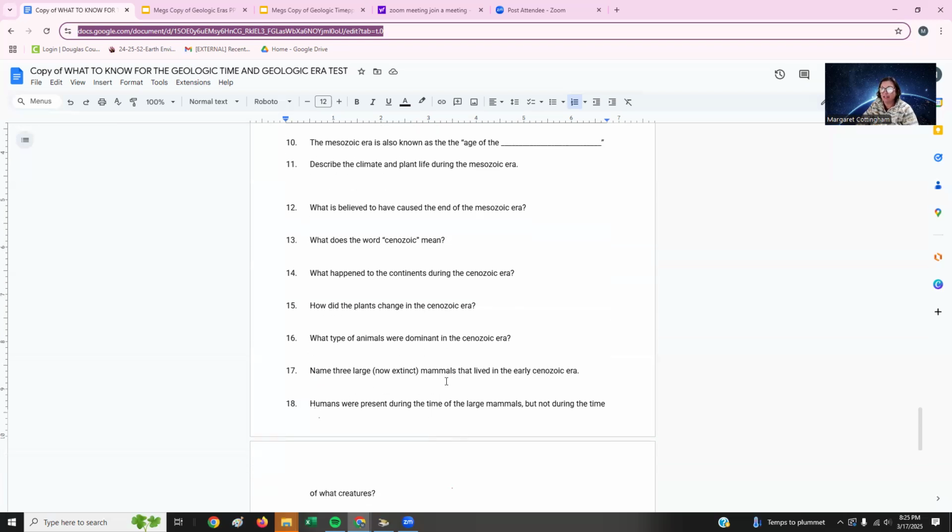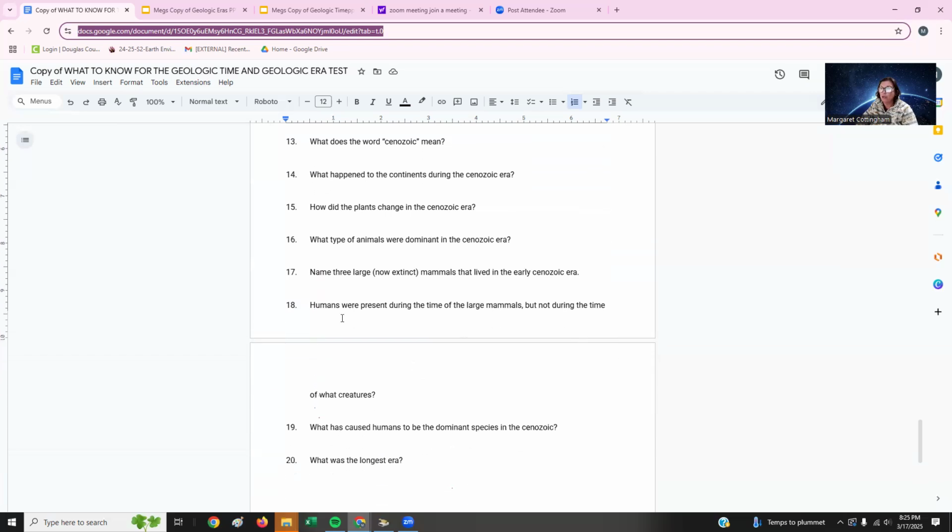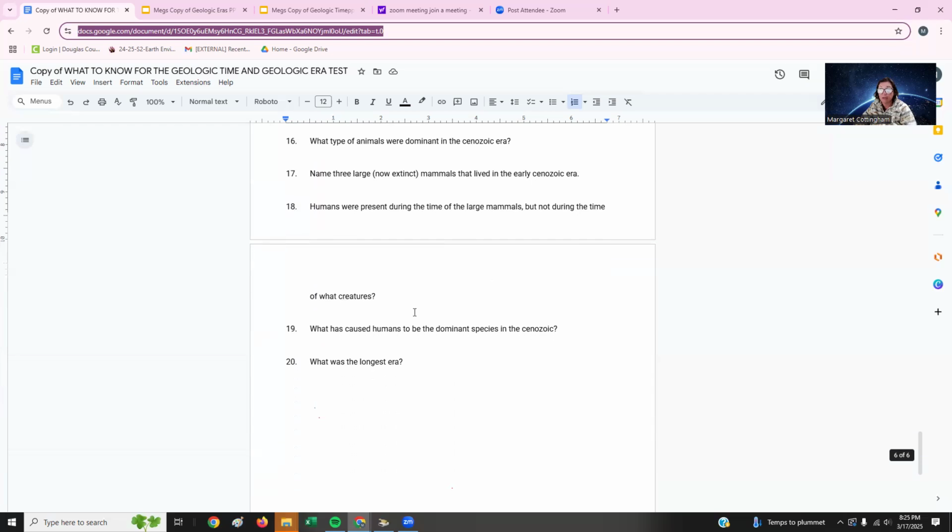Name three large extinct mammals that lived during the Cenozoic. You should know that. Humans were present during the time of the large mammals, but not during the time with dinosaurs. Humans and dinosaurs never, ever came together, ever. What do you think caused humans to be the dominant species in the Cenozoic?